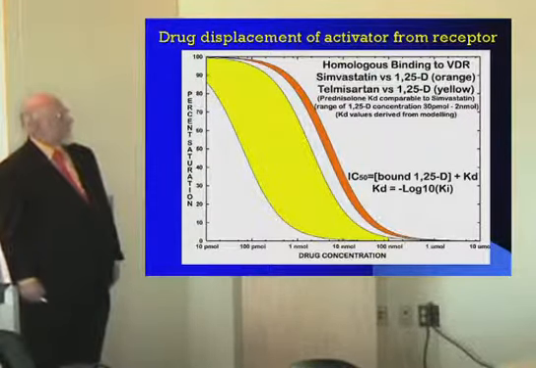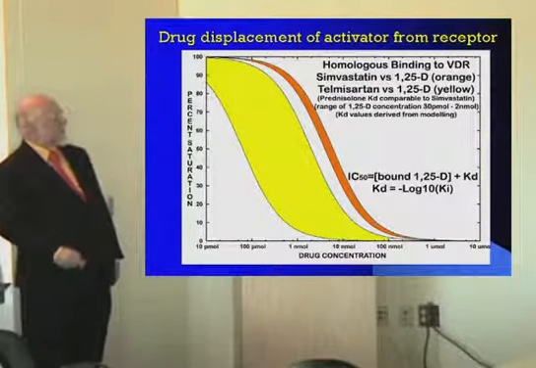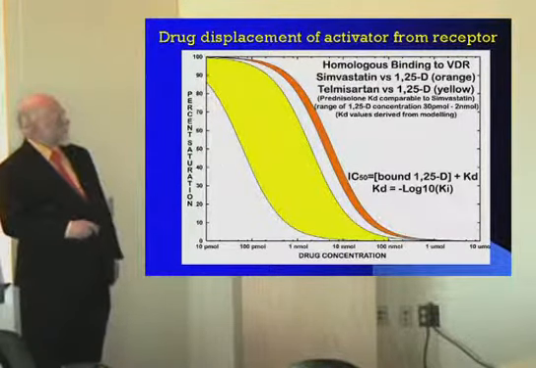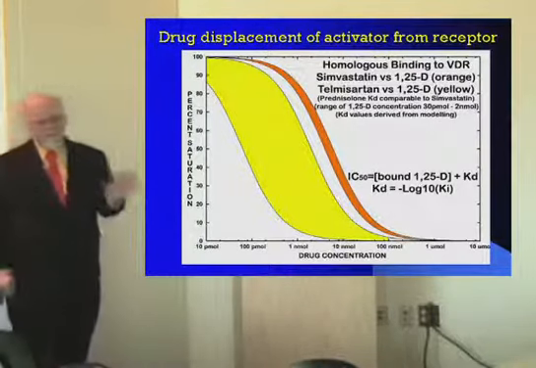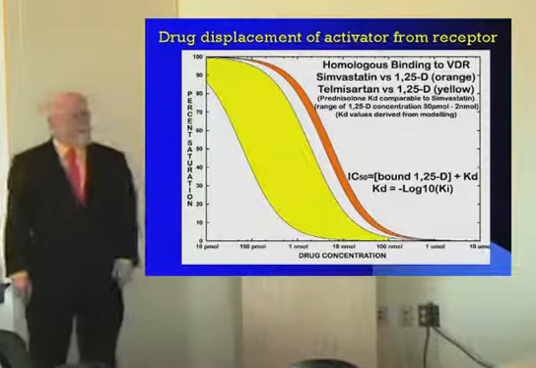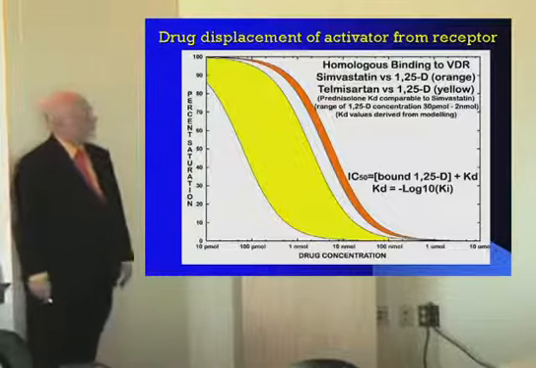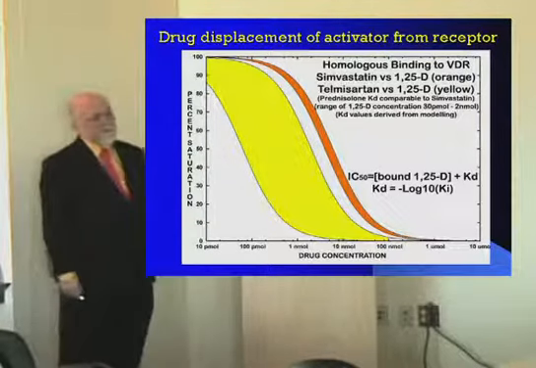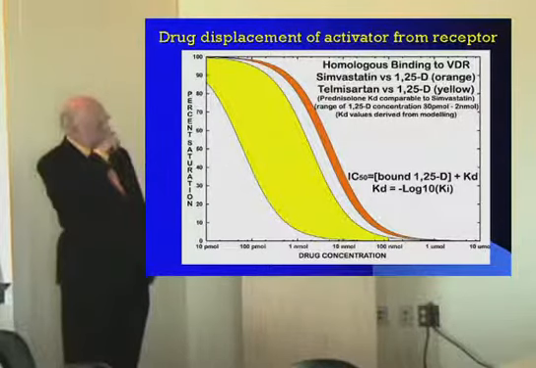VDR. The reason the yellow band is so wide is because the concentration at the lower end of the yellow band is the concentration of 1,2,5-D in blood, and the concentration at the upper end is the predicted concentration inside the cells. It's quite a bit higher inside the cells, of course, somewhere in the region of 1 to 2 nanomolar. That's been determined in vitro approximately. The KD values were derived from modeling.